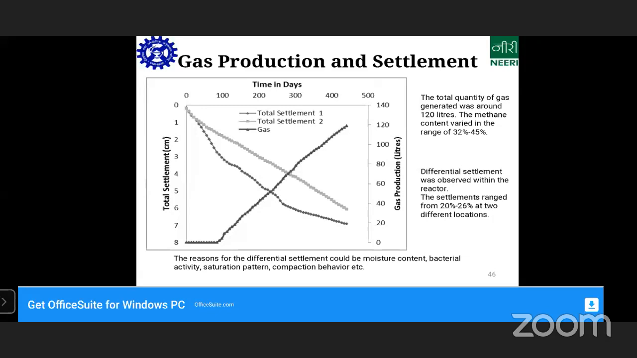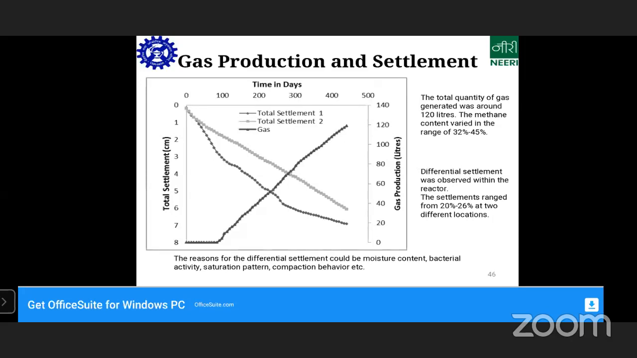Similarly, if you see the gas generation, it starts after maybe 30-35 days, but then goes on increasing. So you can see the reduction in settlement and gas collection are interrelated, because whatever is getting removed from the organic part is getting converted into either COD of the leachate or methane and CO2 of the gas. That was a very important part here.